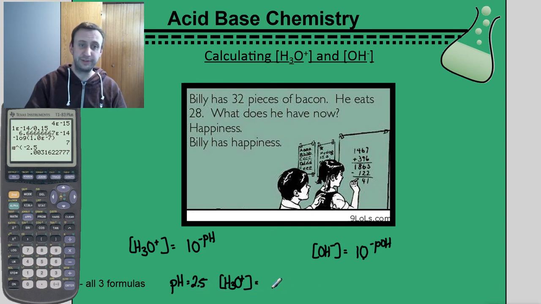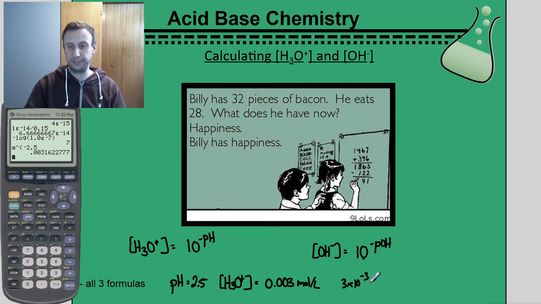pH, how I wrote it, right? It would be equal to, let's say, 0.003 moles per liter. Or I could write this as 3 times 10 to the negative 3 moles per liter. So that's a quick example of a conversion, right? Nothing fancy there, but a quick example of a conversion between pH, pOH, hydronium, or hydroxide.